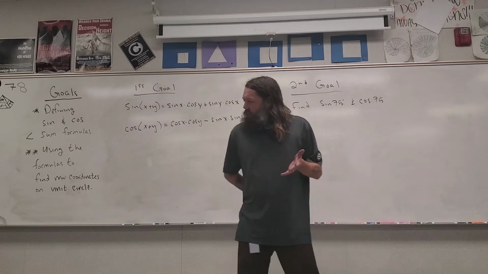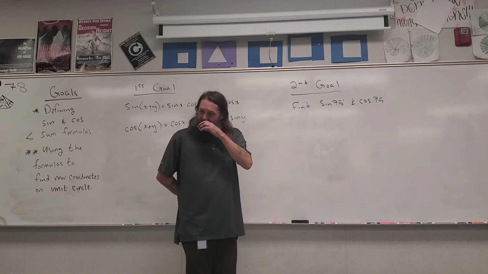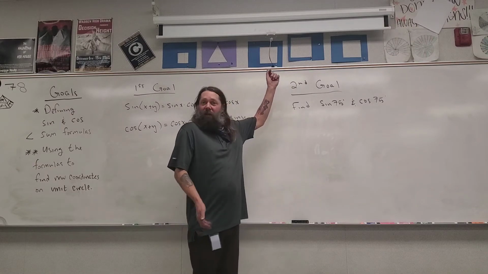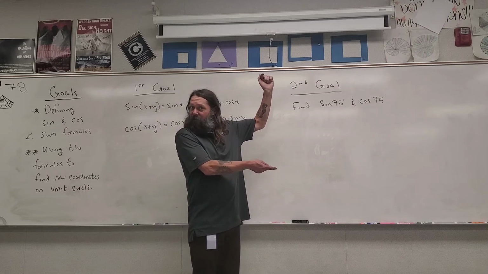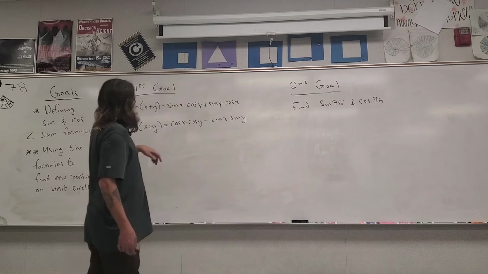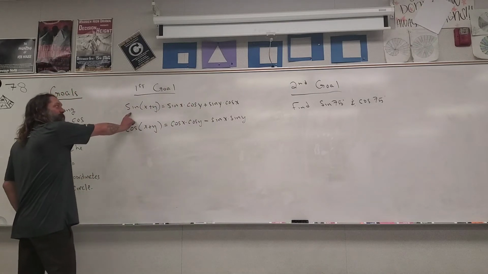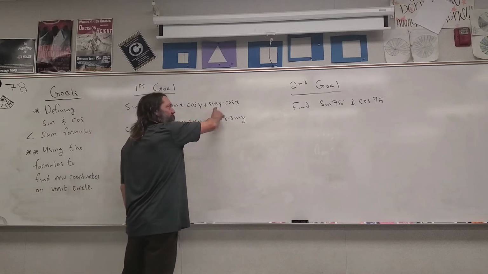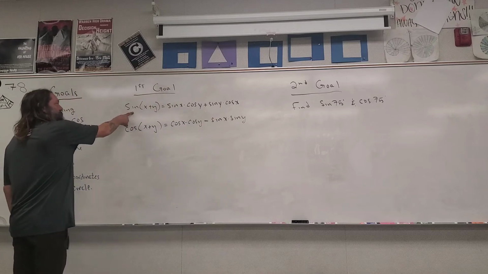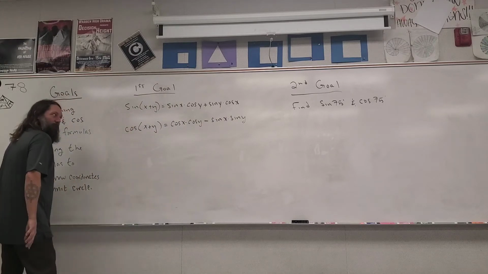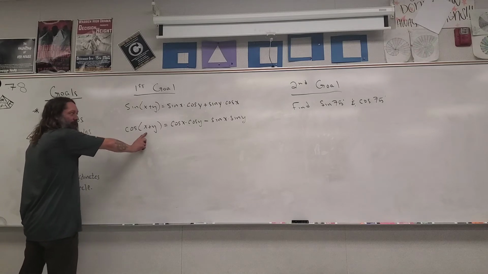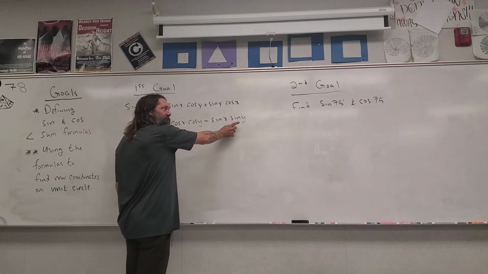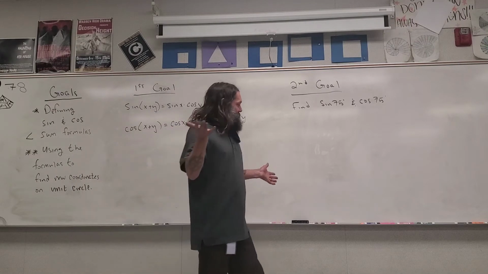Hopefully you have some understanding that this formula was created by adding two angles together, by putting two triangles on top of each other and then finding how tall the height was for our sine and how far over it was for our cosine. So here is our first goal. Sine of x plus y is equal to sine of x times cosine of y plus sine of y times cosine of x. That's my angle sum formula for sine. My angle sum formula for cosine is cosine of x plus y is equal to cosine of x times cosine of y minus sine of x times sine of y. First goal done. That was pretty easy.